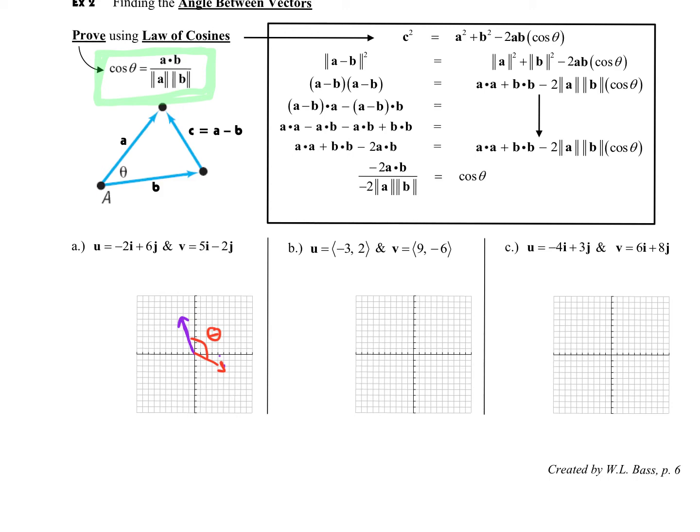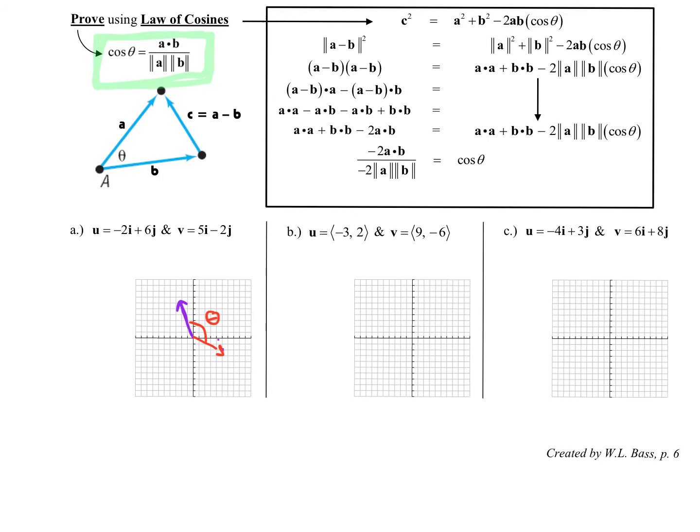Now, to find the angle between those two vectors, we're going to use our dot product. So we're going to find the dot product of these two vectors, and I like to write it out here. u dot v is going to be a negative 10 plus a negative 12, which is negative 22. Then we're going to find the magnitudes of each. The magnitude of u is going to be the square root of 4 plus 36, or the square root of 40. Don't bother simplifying that. The magnitude of v is going to be the square root of 25 plus 4, which is the square root of 29.